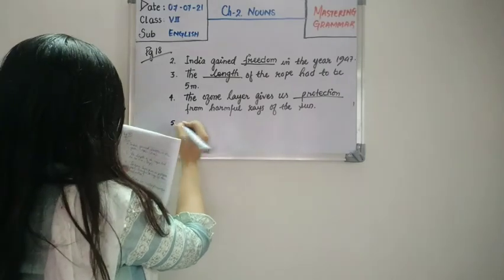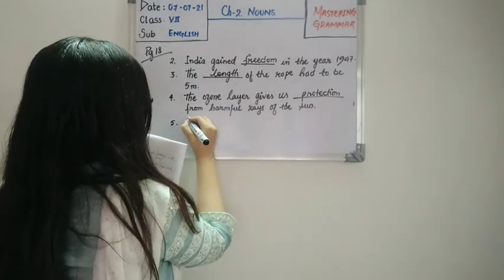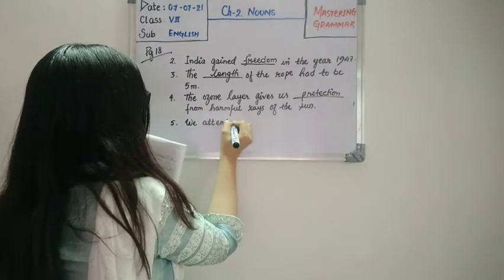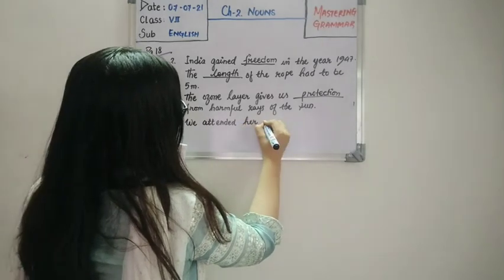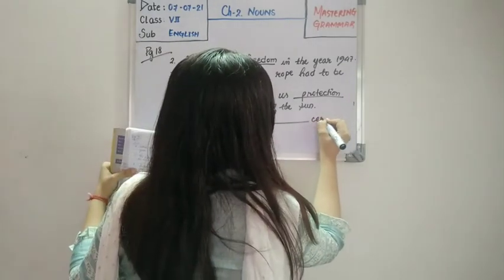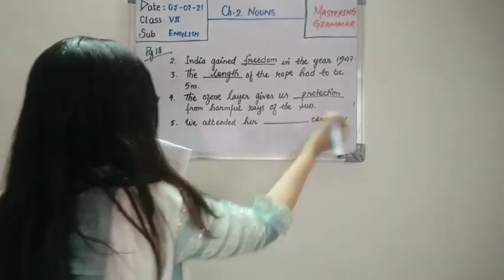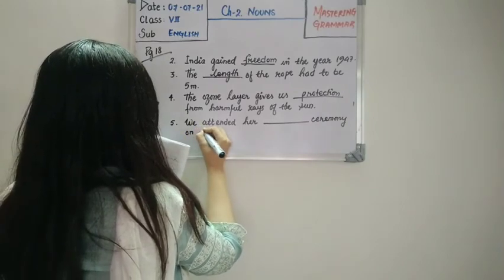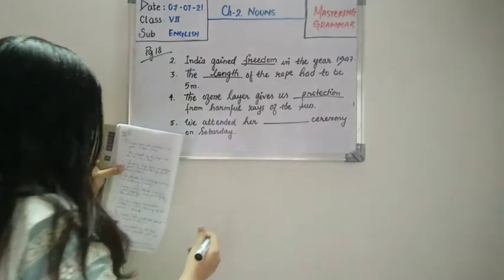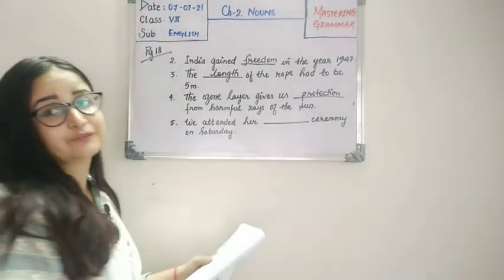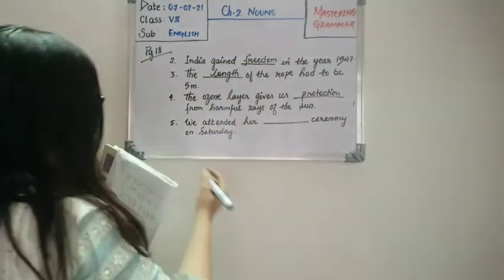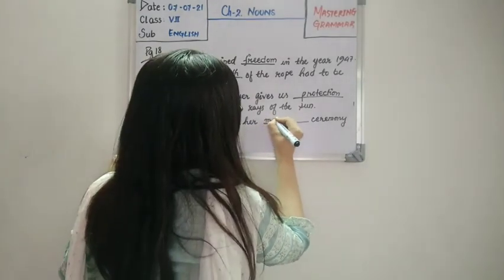Now moving to number 5. We attended her dash or ceremony on Saturday. So children, we have to use the noun form of the verb marry. What will be the noun form of marry? Let's write it down. It will be marriage.